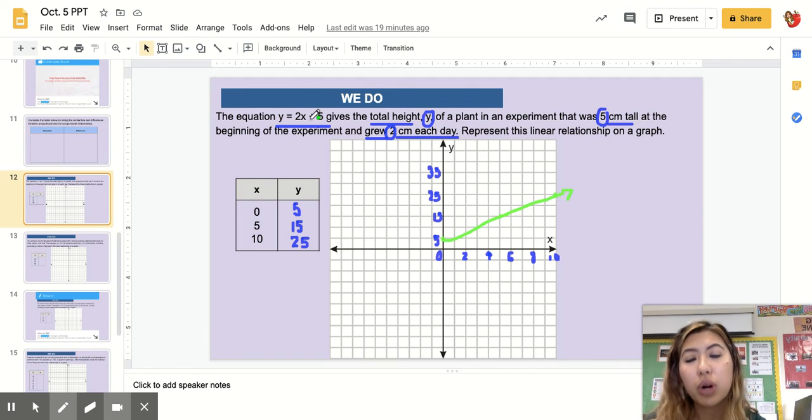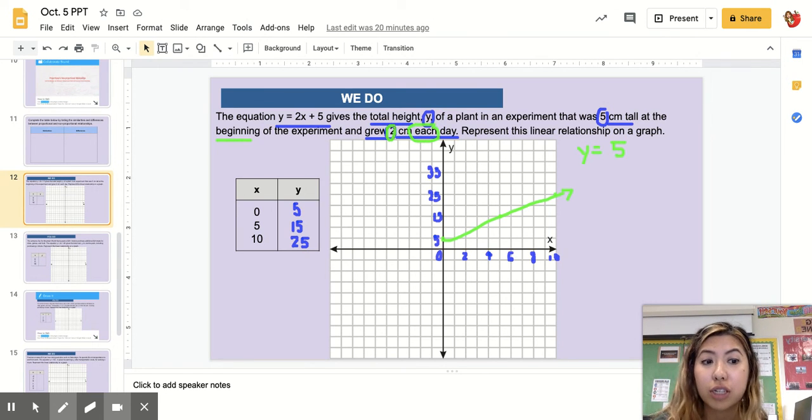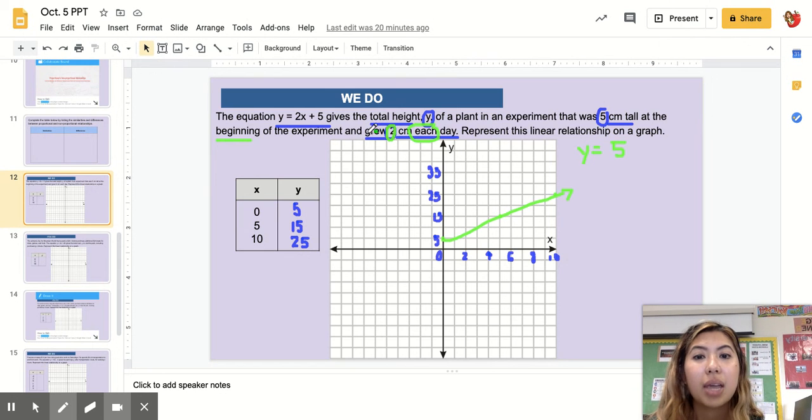So again, if we weren't given this equation, from the verbal description, we could write our own equation. And let's look back. So it says the total height y of a plant, so we have y is equal to, y represents the height in an experiment that was 5 centimeters tall at the beginning of the experiment. So our 5 centimeters is going to be our y-intercept, because it's our initial value. And then it says, and grew 2 centimeters each day. So our keyword is each. That tells us that our 2 is our constant of proportionality, also called our slope in this case. And grew means that we're adding, since we're adding height.